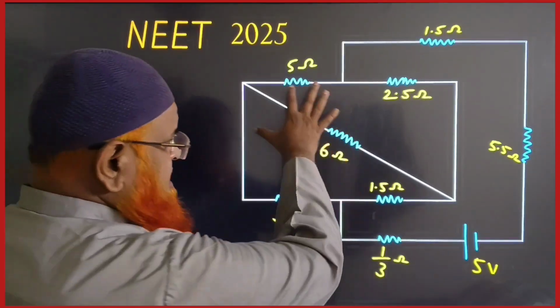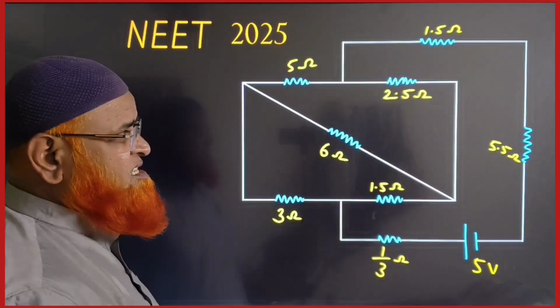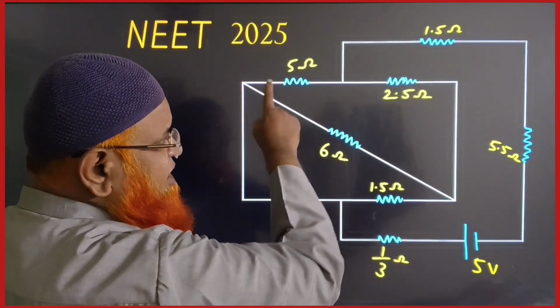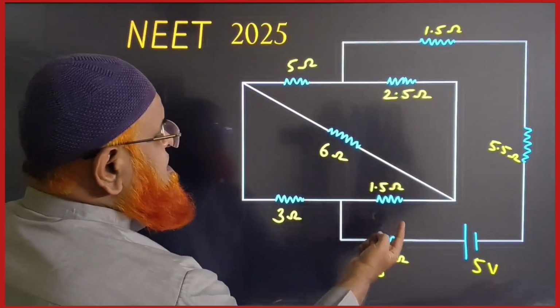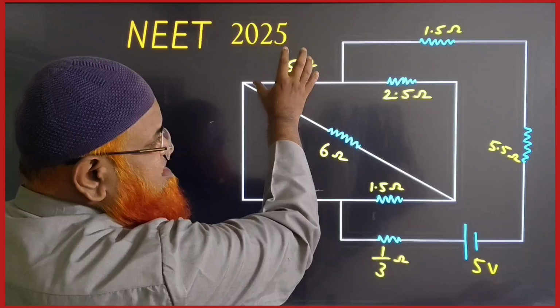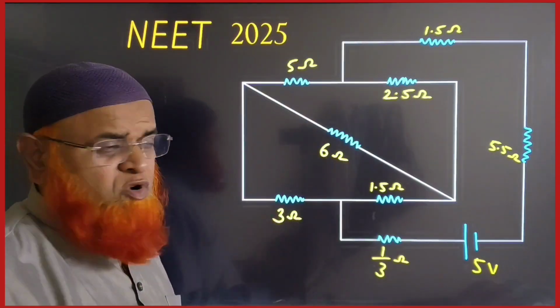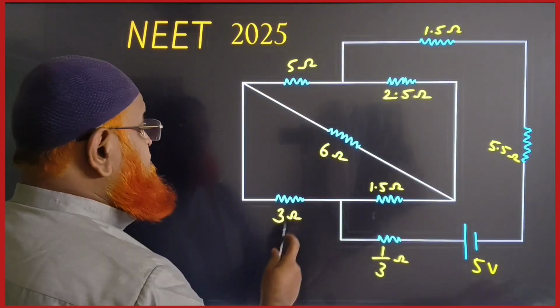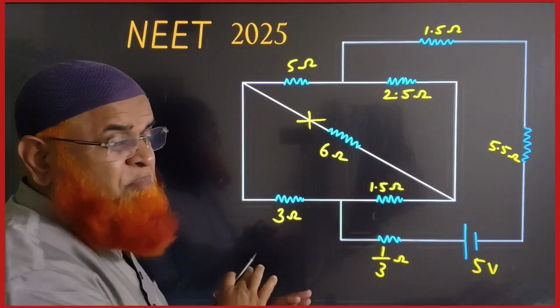Now, just see, this middle part is a Wheatstone bridge. And why is it a Wheatstone bridge? 2.5 and 5, this is 1.5 and 3. This is double that of this one, and this is double that of this one. That means it's a balanced Wheatstone bridge, so no current passes through the middle one.